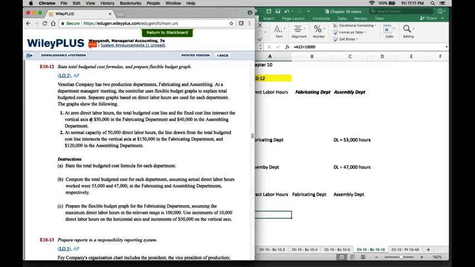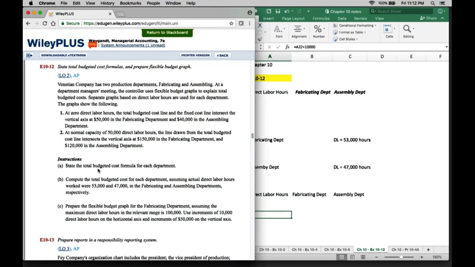At 0 direct labor hours, the total budgeted cost line and the fixed cost line intersect the vertical axis at 50,000 in the fabricating department and 40,000 in the assembling department. At normal capacity of 50,000 direct labor hours, the line drawn from the total budgeted cost intersects the vertical axis at 150,000 in the fabricating department and 120,000 in the assembling department.